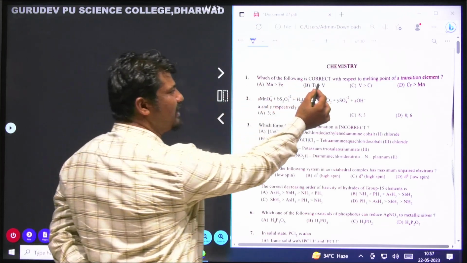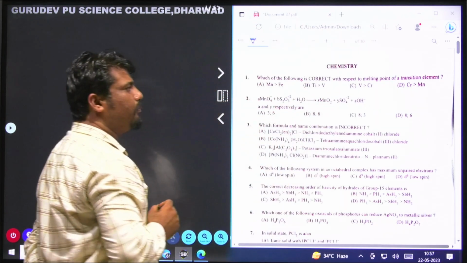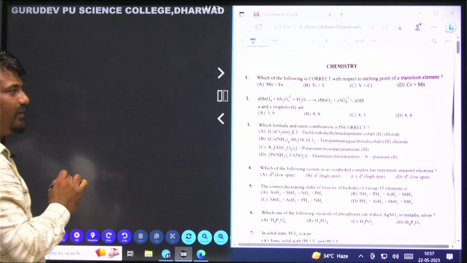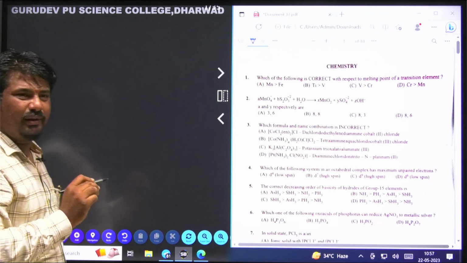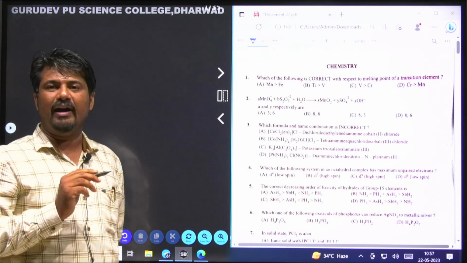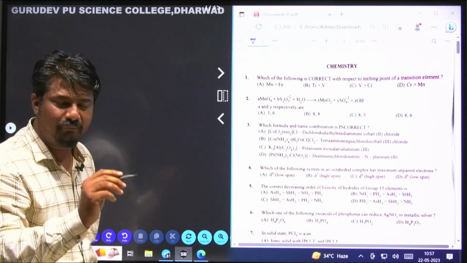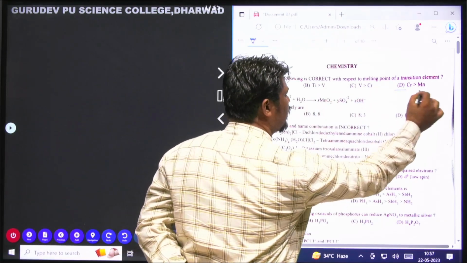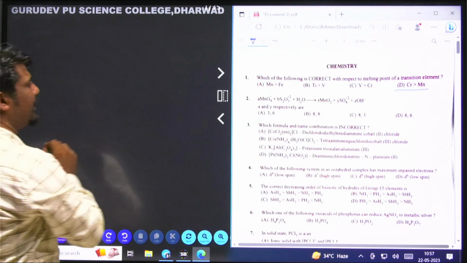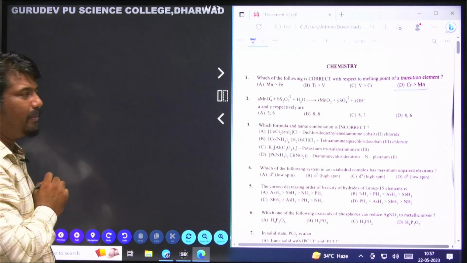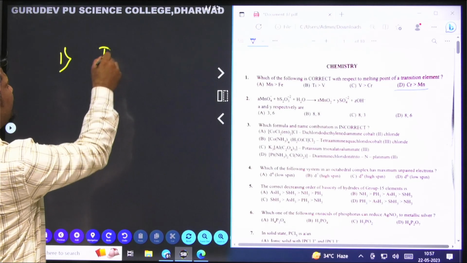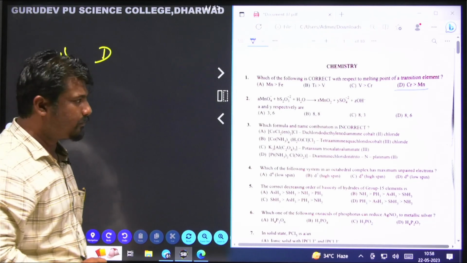Which of the following is correct with respect to the melting point of transition elements? The melting point of a transition element increases with an increasing number of unpaired electrons. Greater the number of unpaired electrons, greater will be the melting point. Among these four options, chromium shows a greater number of unpaired electrons as compared to manganese. So that's the reason why option D will be the right answer.